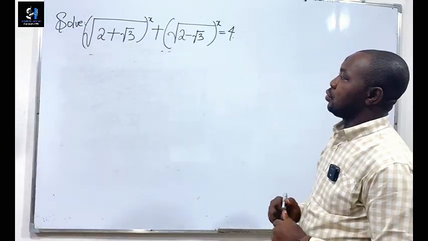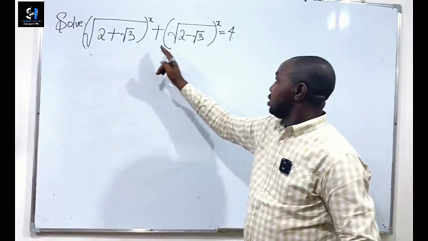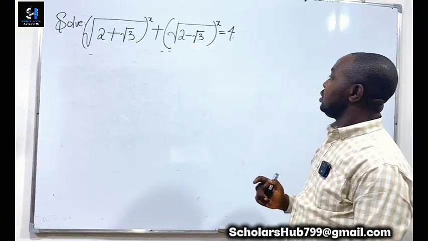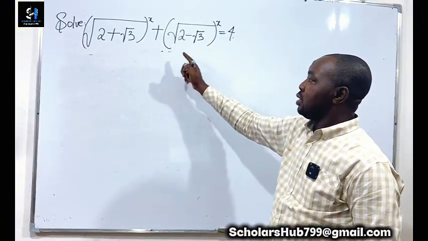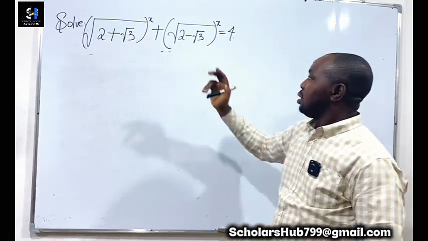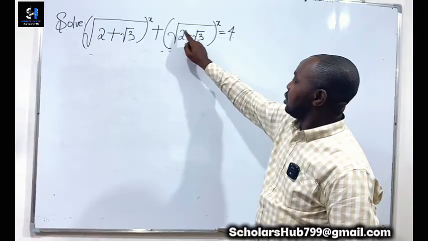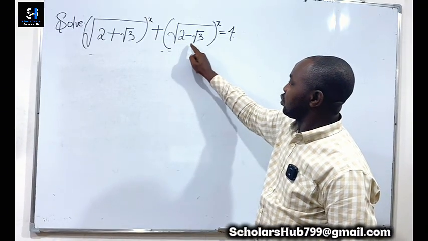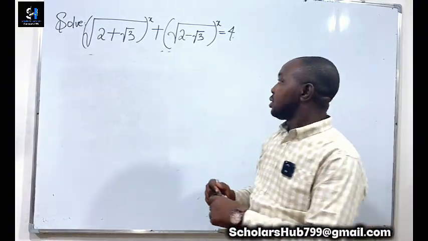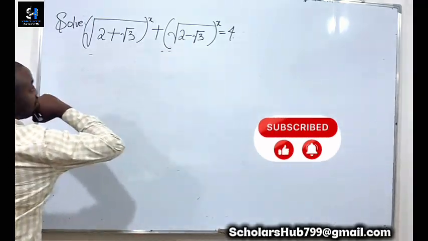Now, to solve this equation, we will observe that the conjugate of 2 plus root 3 is what we have in the second square root sign, 2 minus root 3. So I can express 2 minus root 3 in terms of 2 plus root 3, or I can decide to express 2 plus root 3 in terms of 2 minus root 3. To do that, I'm going to rationalize 2 minus root 3 in the second square root sign, where the denominator will be 2 plus root 3.